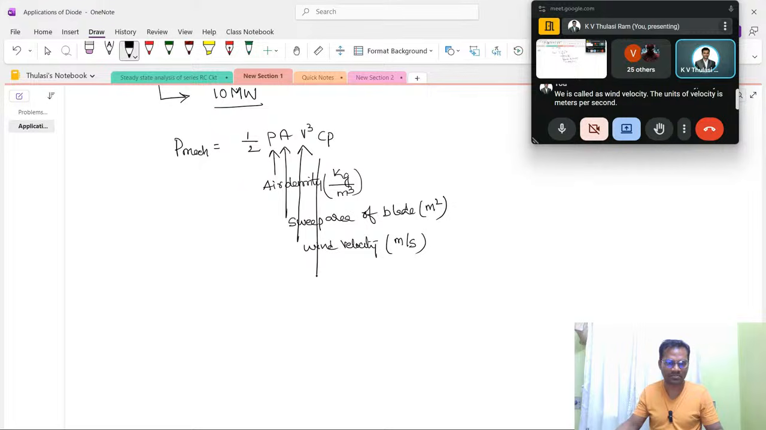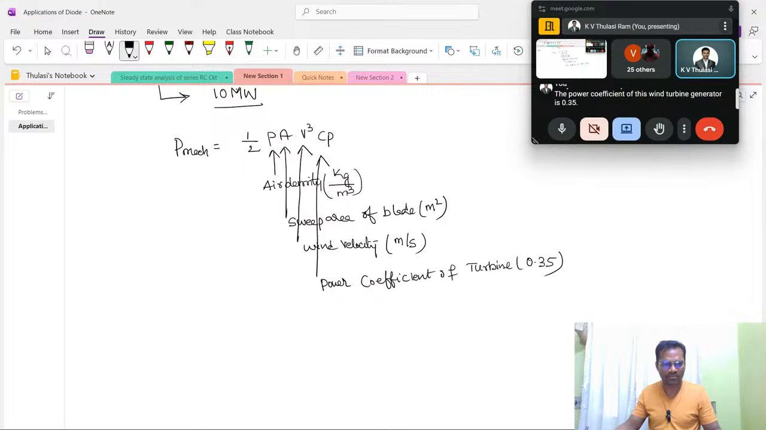And what is meant by Cp? So Cp is nothing but the power coefficient of the turbine. The power coefficient of this wind turbine generator is 0.35.